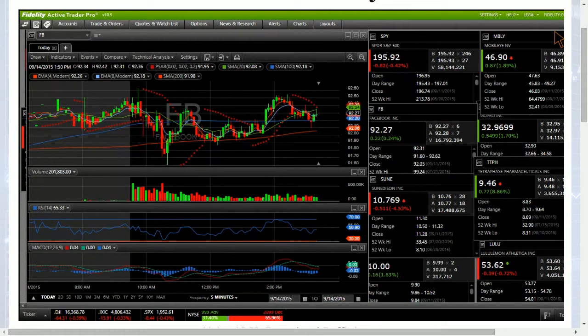GoPro volume is currently 14 million. On Friday, we had total volume of 16.5, so it's about in line with that. Another ugly gravestone doji is currently on the daily chart for GoPro. We saw one 2 days ago, or 2 trading days ago on Thursday.